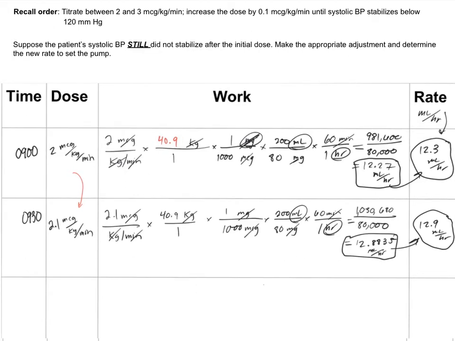So now we're told that we're supposed to assume that the patient's systolic blood pressure still did not stabilize after the initial dose. So we need to make the appropriate adjustment and determine the new rate to set the pump.